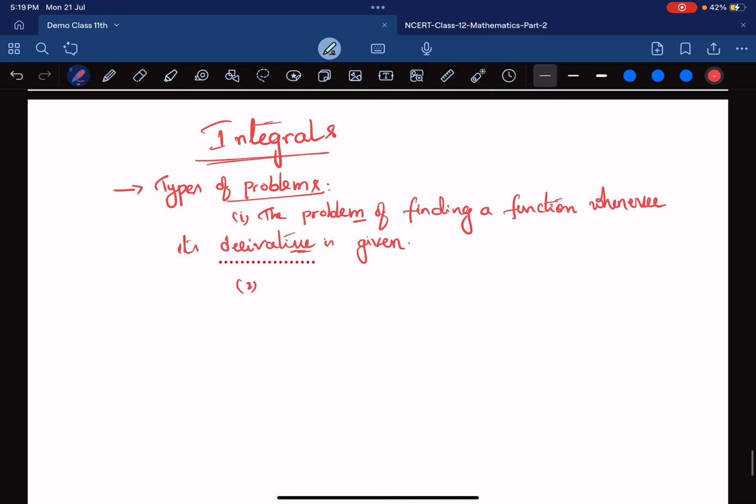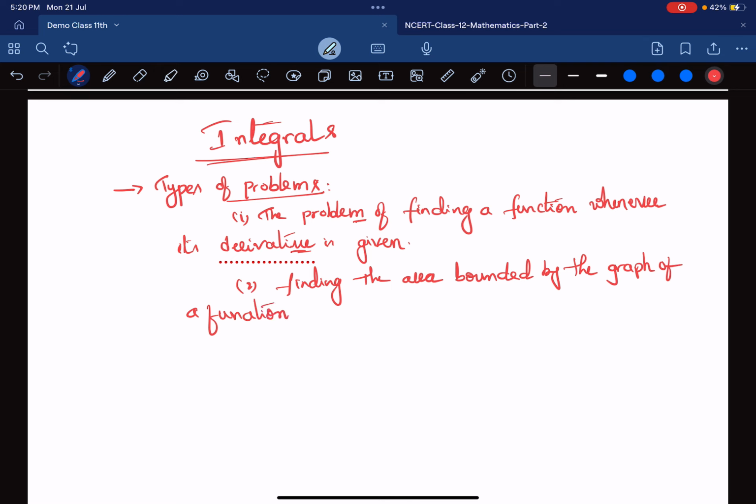And the second one is finding the area bounded by the curve, by the graph of the functions, under certain conditions.